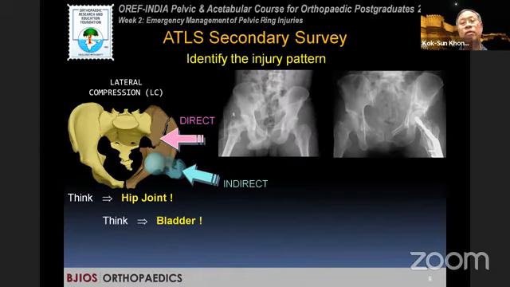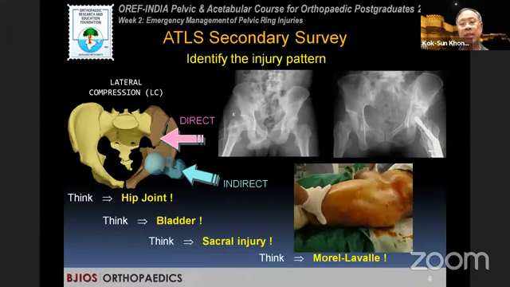So in this internal rotation type of injury, you see a locked fragment in the middle, and the bladder can be caught in there, or the urethra can be damaged. Again, sacral injuries are common in lateral compression injuries.